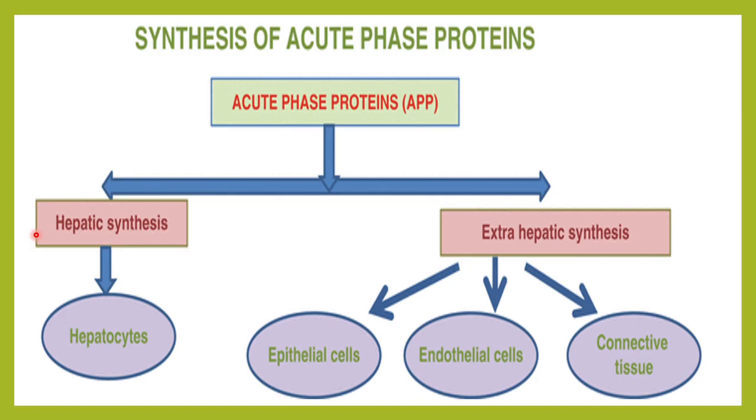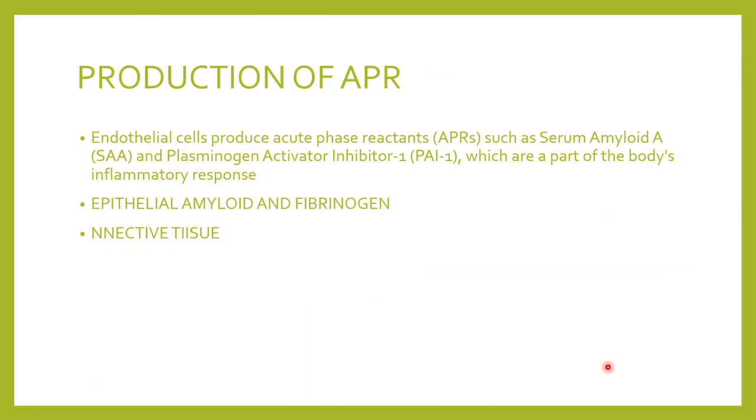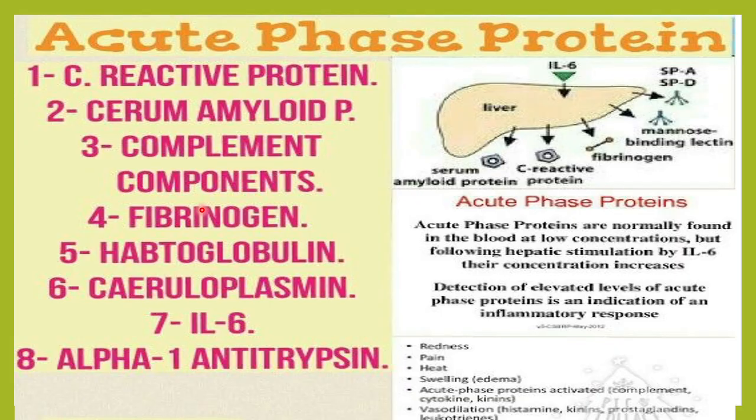But not only the liver, a small amount of these acute phase reactants can be produced by the epithelial cells, endothelial cells, and connective tissues also. Endothelial cells produce serum amyloid A and plasminogen activator. The majority is produced in the liver, but some amount can be produced in endothelial cells. Epithelial cells and connective tissues can produce amyloid, fibrinogen, etc. So that is where acute phase reactants are produced. You can see here all the acute phase reactants, and these are produced by the liver, because the liver is the main source of protein production.